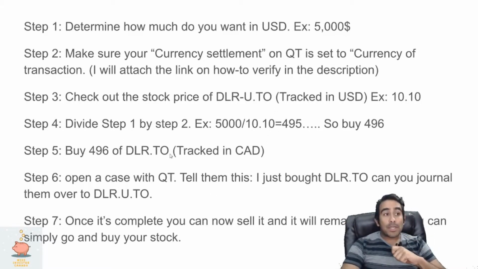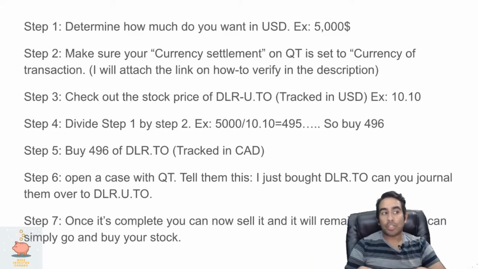Then once you buy dlr.to in Canadian dollars, you open a case at Questrade. You just open a case and tell them, hey, I bought dlr.to, can you journal them over to dlr.u.to? And once that's completed, it will take roughly around 4 business days.